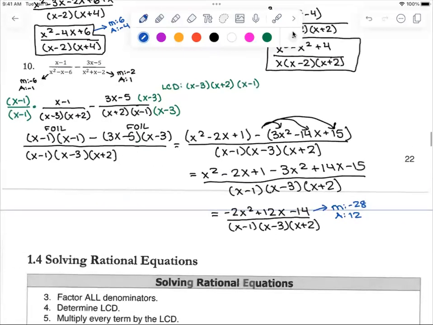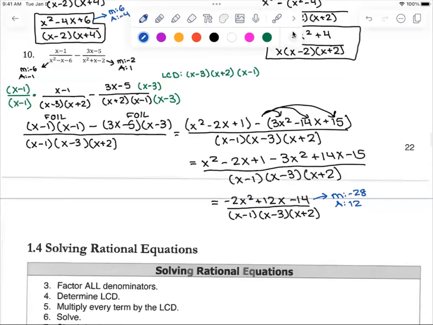So now we would have to go ahead and split the middle. I'm going to split the middle over here because I'm running out of room. So we're going to split the middle into a positive 14X and a negative 2X. Okay, group the first two, group the last two. So I'm going to pull out negative 2X, which leaves us with an X minus 7. We'll pull out a negative 2.